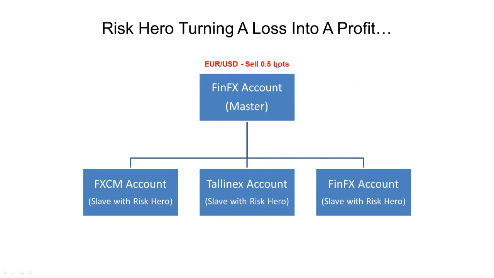Let's say you sold a half a lot on the master, but let's say that over here your slave accounts with Risk Hero have been watching your master account, monitoring it, and found that you're not doing well. So it says, let's buy 0.2 lots. Let's go the opposite direction. It's going to buy 0.2 lots. So different lot size and different trade direction. Each of these buy at different lot size on your slave accounts.